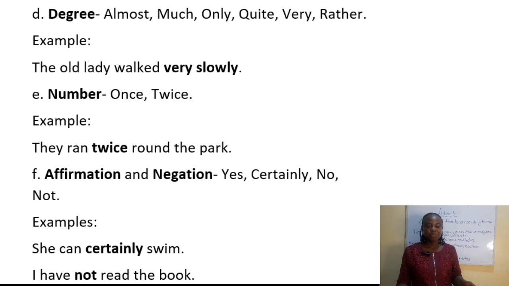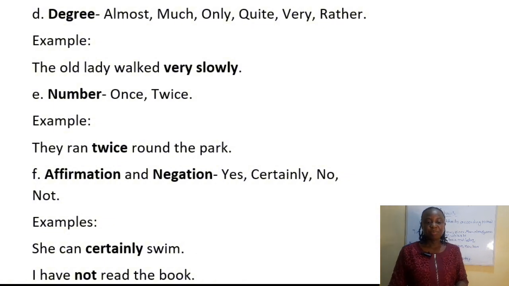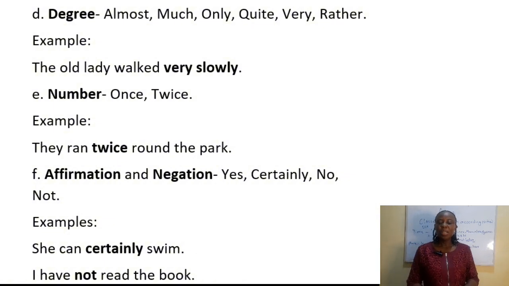We have degree. What are the indicators for degree? We have almost, much, only, quite, very, and rather. Example: the old lady walked very slowly. Of course, the adverbs there are very and slowly.